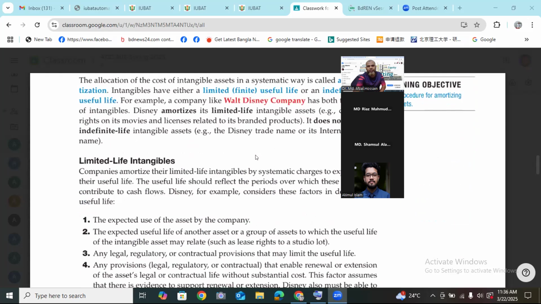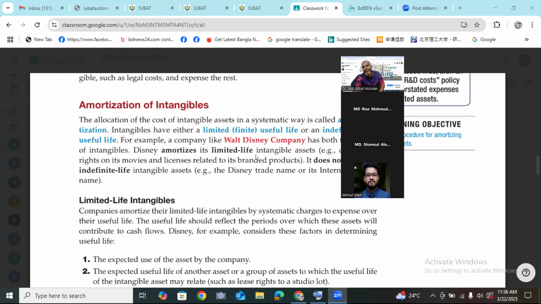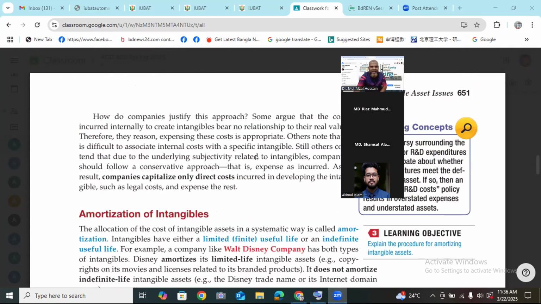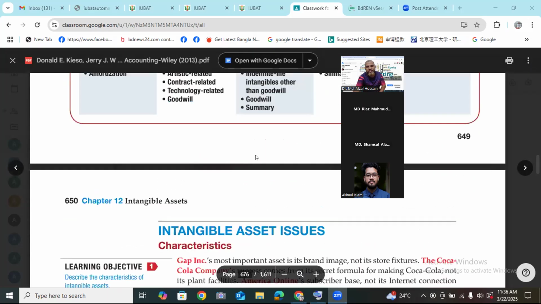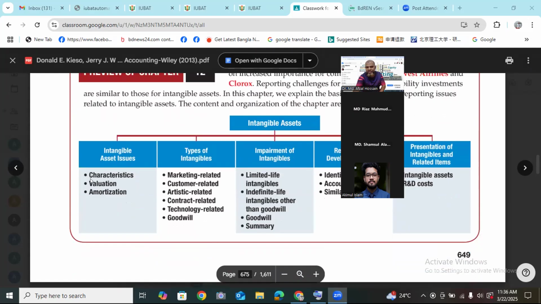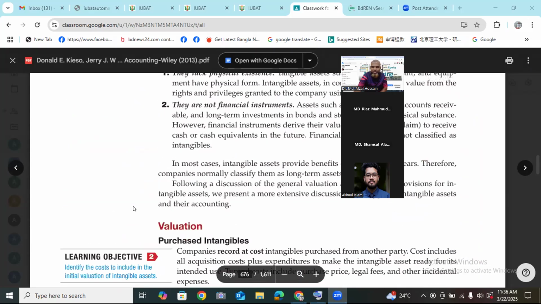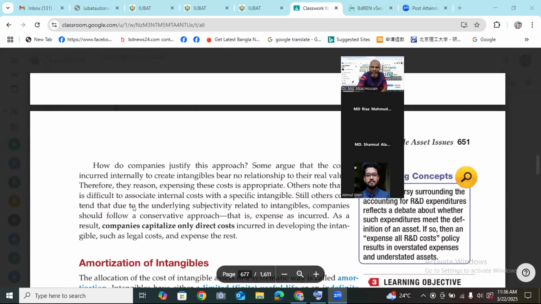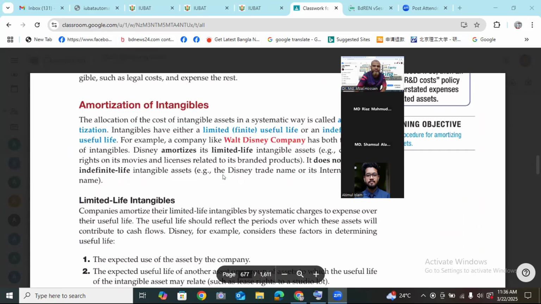Okay. So now come to the next point, which is amortization of intangibles. We already discussed the characteristics and valuation under the intangible asset issues. Now under the intangible asset issues, the last point is amortization. You know the amortization. Last chapter we already discussed, isn't it?